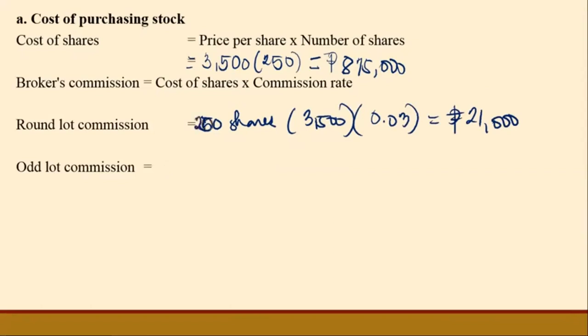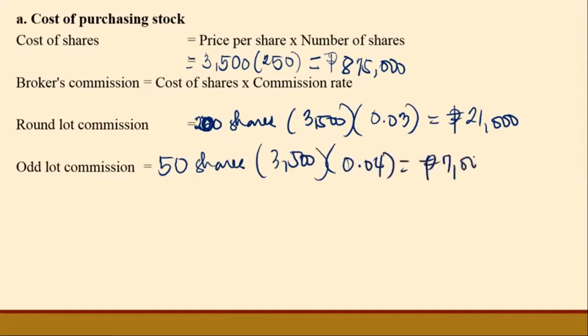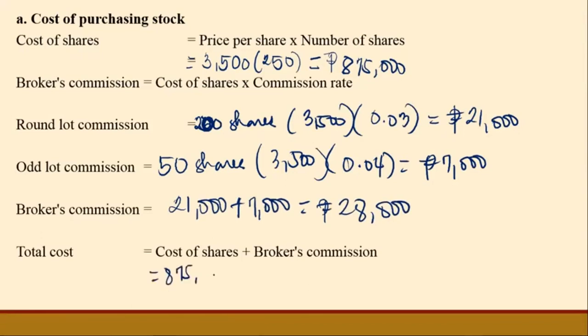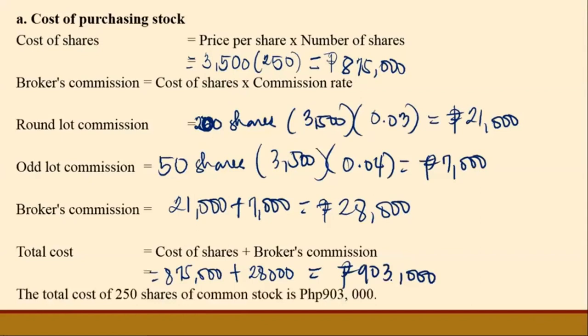For the odd lot commission, it has 50 shares times 3,500 times the commission rate of 0.04. So this is equal to 7,000 pesos. The broker's commission is now 21,000 plus 7,000, which is equal to 28,000 pesos. So the total cost is 875,000 plus 28,000, which is equal to 903,000 pesos. The total cost of 250 shares of common stock is 903,000 pesos.